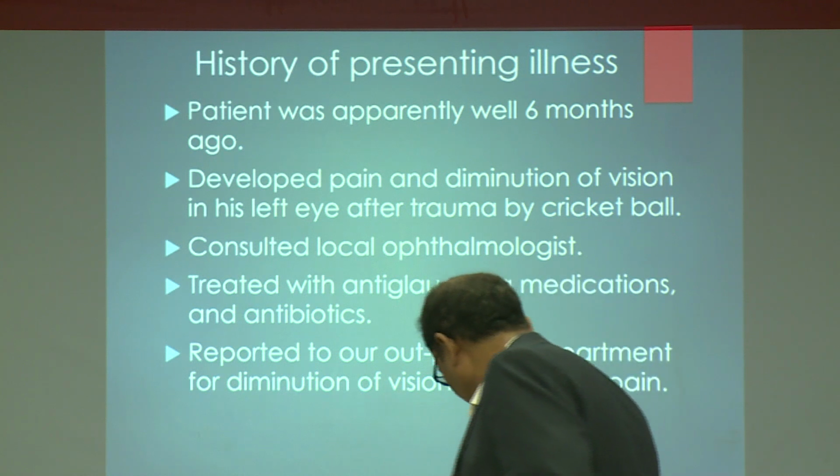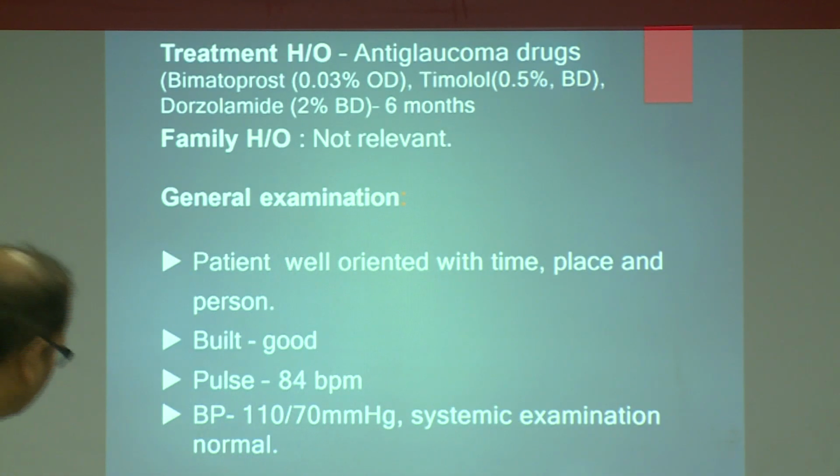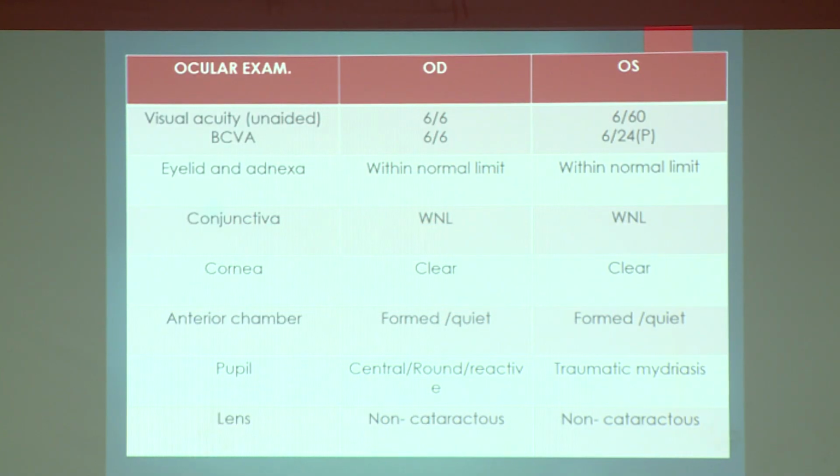General examination is normal. On ocular examination, in his left eye, best corrected vision is 6/24 partial. Lid adnexa, conjunctiva and cornea are within normal limits. AC is quiet and formed. Traumatic mydriasis is present in his left eye. A non-cataractous lens was present. Intraocular pressure was measured by Goldmann applanation tonometer at 10:30 am: in his right eye 16 and left eye 19 mm of Hg on day 0. On day 7, intraocular pressure was 14 and 17 mm of Hg.